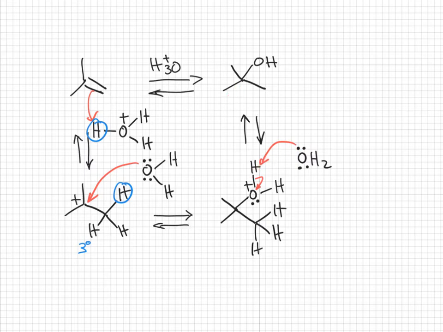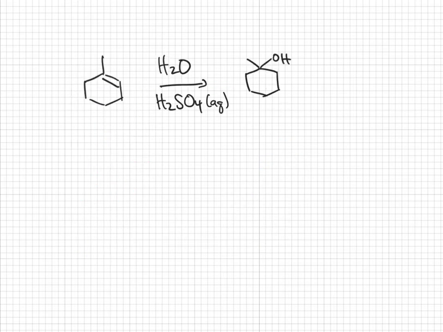Note that each of these steps are equilibrium reactions. The principle of microreversibility indicates that we can go in either direction depending on the reaction conditions. Employing the principle of mass balance and running the reaction in water allows us to produce the alcohol product.